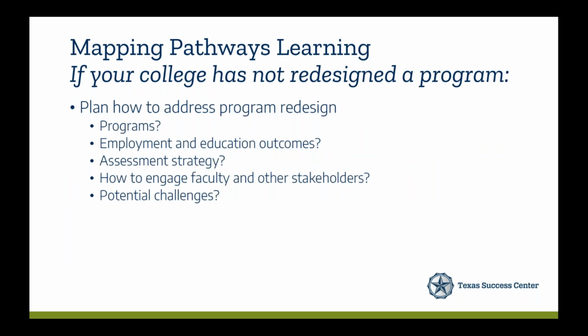If your college has not yet redesigned an associate degree program, we're going to ask you to think about how you're going to engage in that work. So which programs do you think you'll start with in the redesign process? What outcomes will you address? How will you know that those are the correct outcomes? How will you assess that? And how might you change your current assessment strategy? How are you going to engage faculty and other stakeholders in this process? And then what potential challenges might you face throughout the mapping process and assessment of learning outcomes?